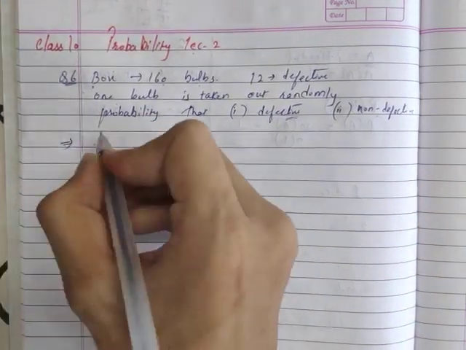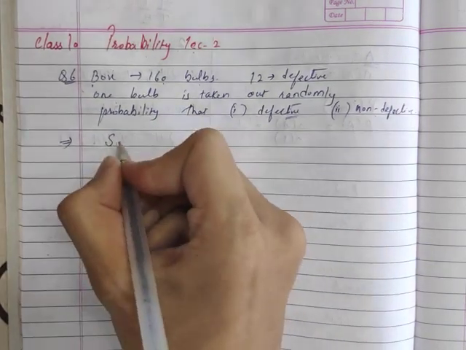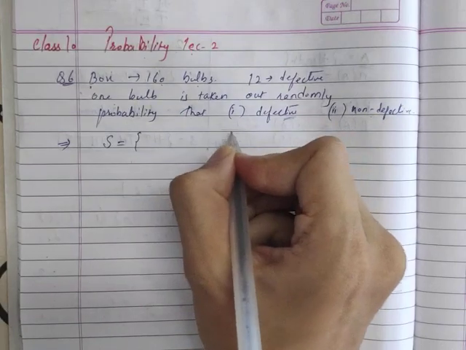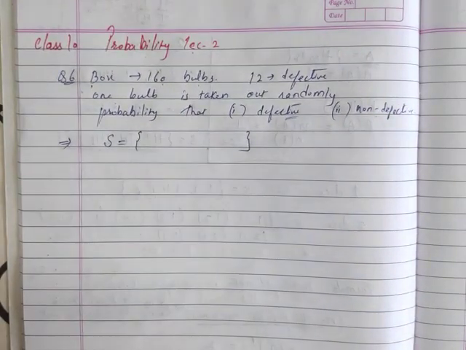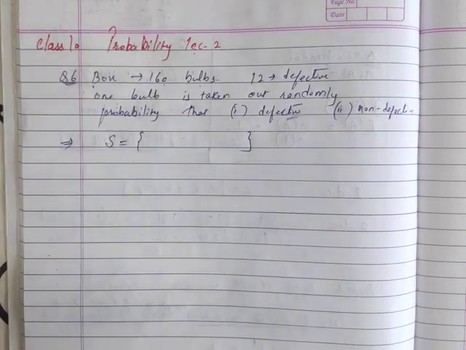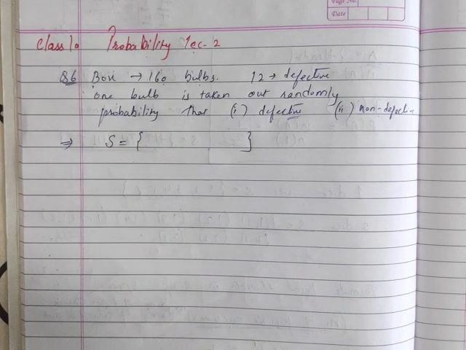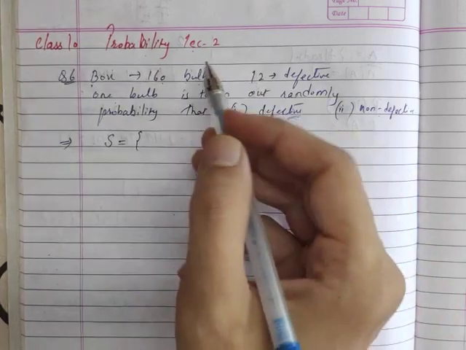In my answer, my first step will be the sample space. Do you agree with me? So sample space equals curly braces. What do I write in the sample space? 160 bulbs? Okay, but if I write it clearly, that will be better for me.